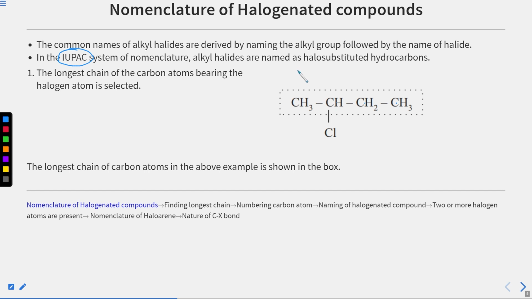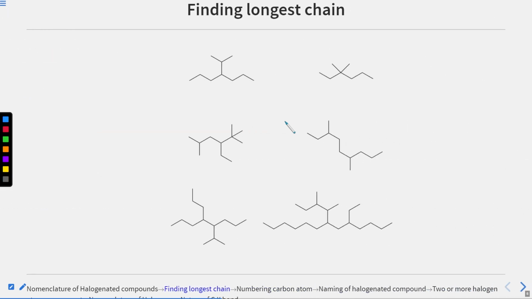So what we will do, we will first find the longest chain. The longest chain of the carbon atom, the above example is shown in the box. So the longest chain is this one, and this is the only chain, so it will be the longest and the shortest, whatever you say. There is no reference for it, but for now just assume it as the longest chain. Now let us have some examples. So this is the example that I have put. Now we will try to find the longest chain in each of these.